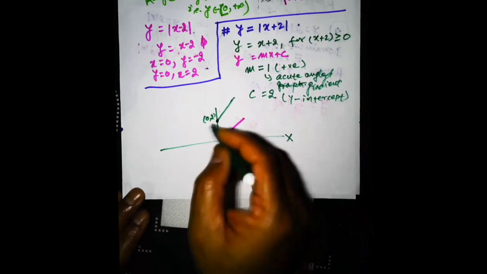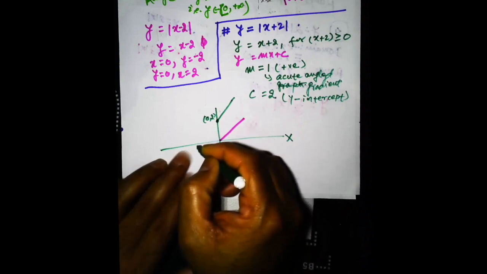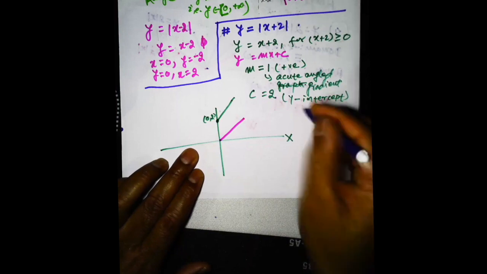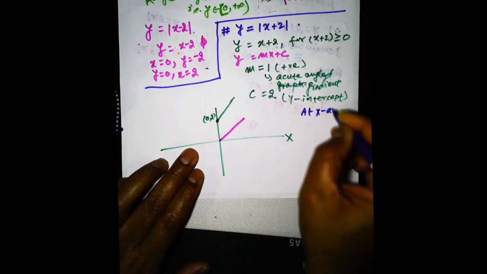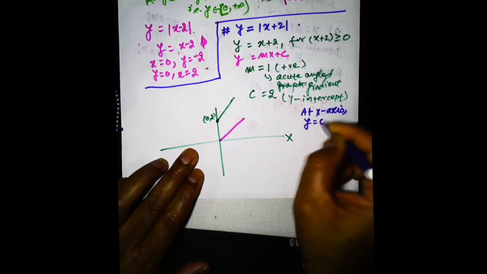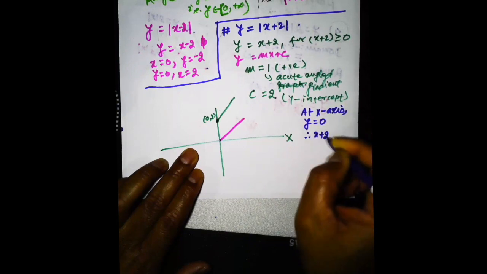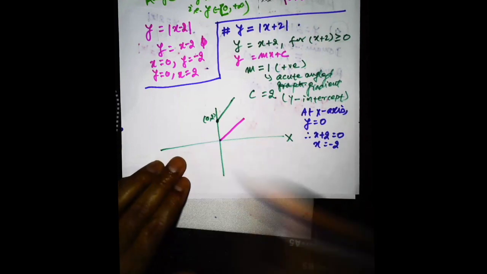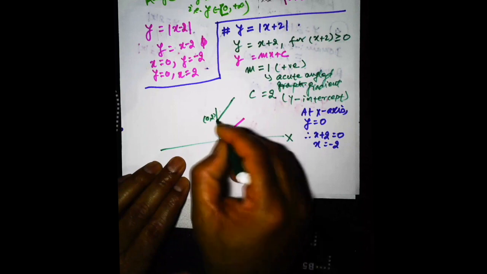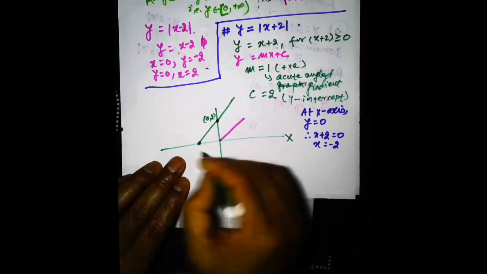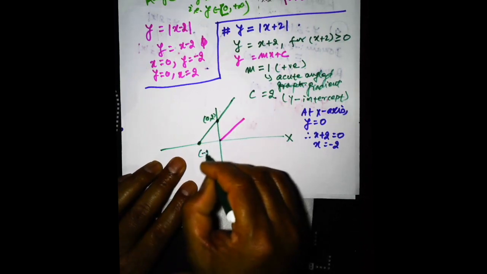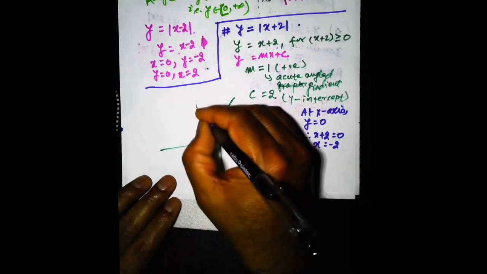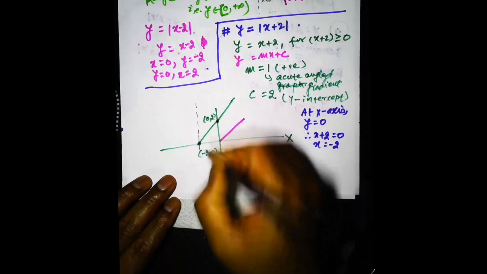And now you have to find another point on this line. In that case, you have to search for the point on the x-axis. At the x-axis, y is going to be 0. Therefore, x plus 2 is going to be 0. That gives you x equals minus 2. So your other point, when it meets here, will be (-2, 0).